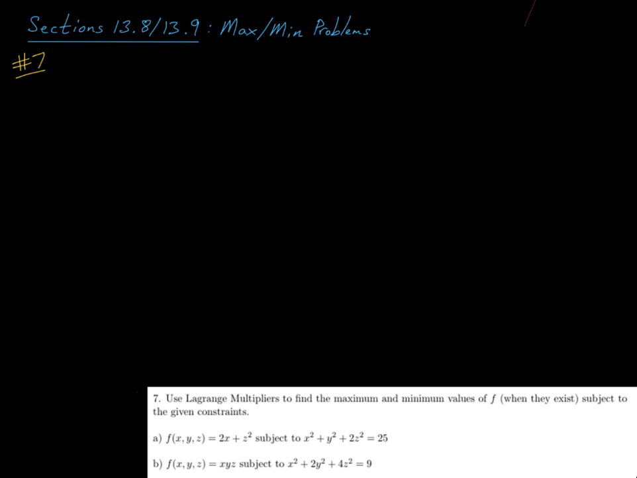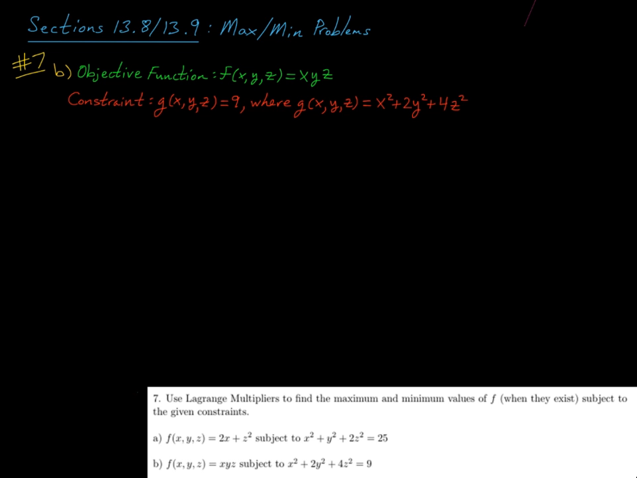Pretty similar. So for part B, our objective function is f of x, y, z equals x times y times z. And here we're subject to the constraint x squared plus 2y squared plus 4z squared is equal to 9. So I'll write that as g of x, y, z is equal to 9, where here g of x, y, z is x squared plus 2y squared plus 4z squared.